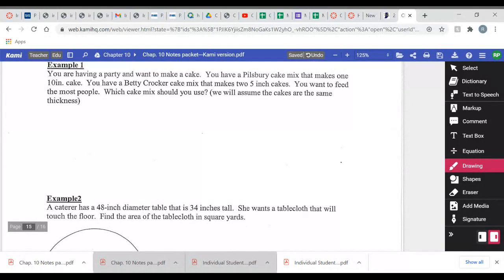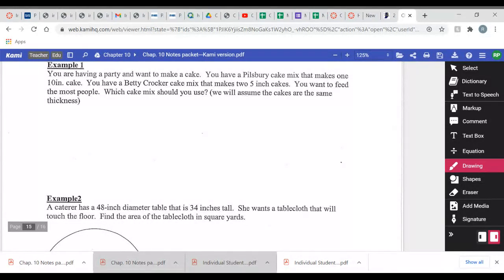On example 1, it says you are having a party and want to make a cake. You have a Pillsbury cake mix that makes 1 10-inch cake. You have a Betty Crocker cake mix that makes 2 5-inch cakes. You want to feed the most people. Which cake mix should you use? You'll assume the cakes are the same thickness. So I want you to try and think through this first of all, and see which you think would be the better deal. Which one is going to give you the most cake.